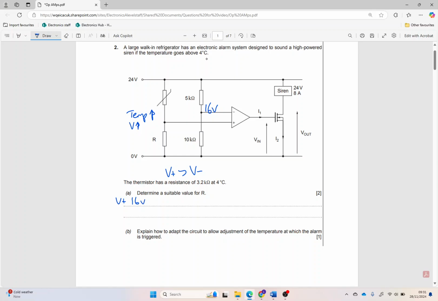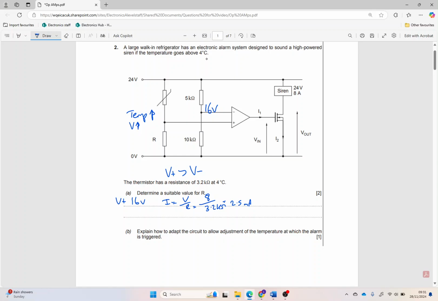And then we can just take it from there. So if there are 16 volts across our resistor, there must be 8 volts across our thermistor. So we can work out the current through our thermistor. That's just voltage divided by resistance. So we have 8 volts across the thermistor divided by the 3.2 kilo ohms it says, which equals 2.5 milliamps.